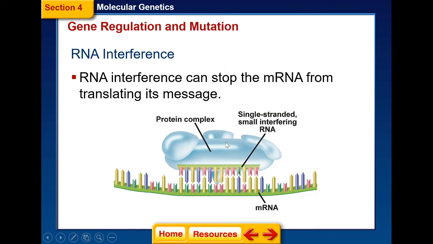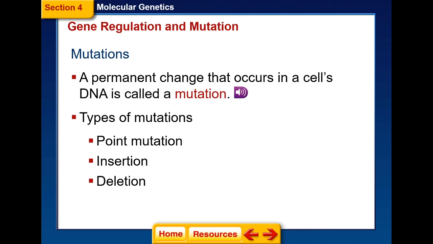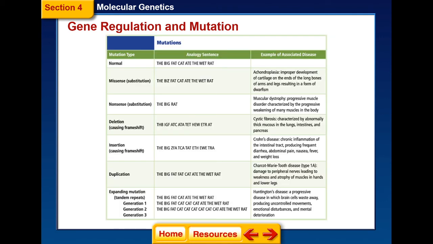Okay. RNA interference. This can stop the mRNA from translating its message. Almost, if you want to relate this to an inhibitor with enzyme substrates, you can think of it like that conceptually, obviously not exactly the same. Mutations. A permanent change that occurs in a cell's DNA is called a mutation. Three different types are point mutation, insertion, and deletion.